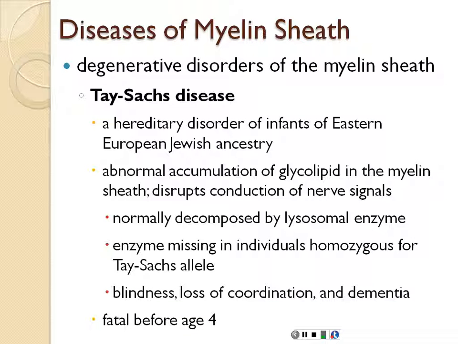Another disorder of the myelin sheath is Tay-Sachs disease. This is a hereditary disorder of infants of Eastern European Jewish ancestry. Here, the degeneration is caused by an abnormal accumulation of a particular type of glycolipid within the myelin sheath. And again, that's going to affect the signal conduction of those fibers. This one is fatal before the age of 4, so you don't see adults with Tay-Sachs.